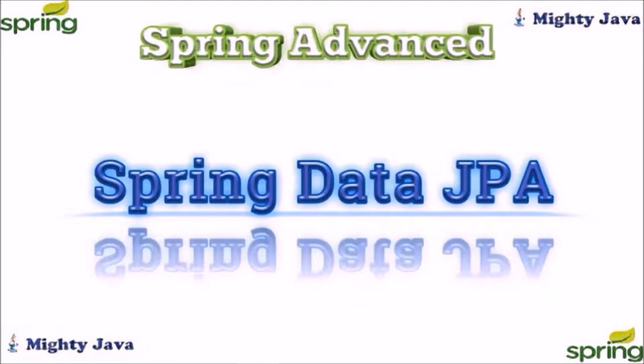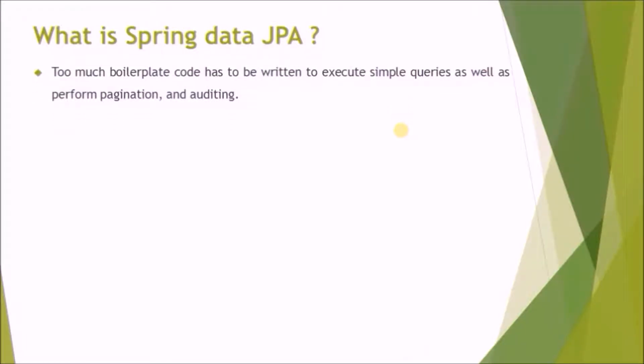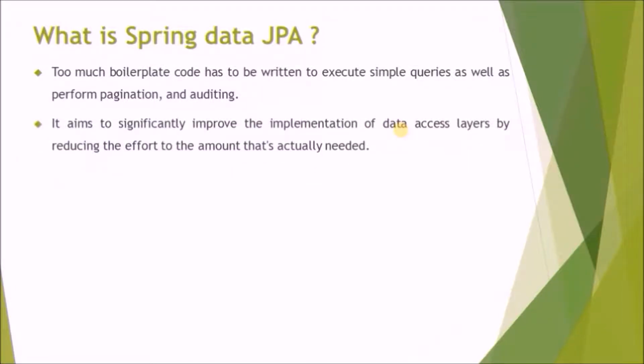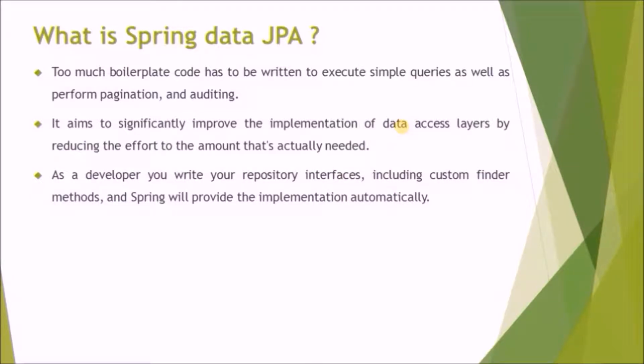In this video, we will see about Spring Data JPA. What is Spring Data JPA? Too much boilerplate code has to be written to execute simple queries as well as perform pagination and auditing. It aims to significantly improve the implementation of data access layers by reducing the effort to the amount that's actually needed. As a developer, you write your repository interfaces, including custom finder methods, and Spring will provide the implementation automatically.